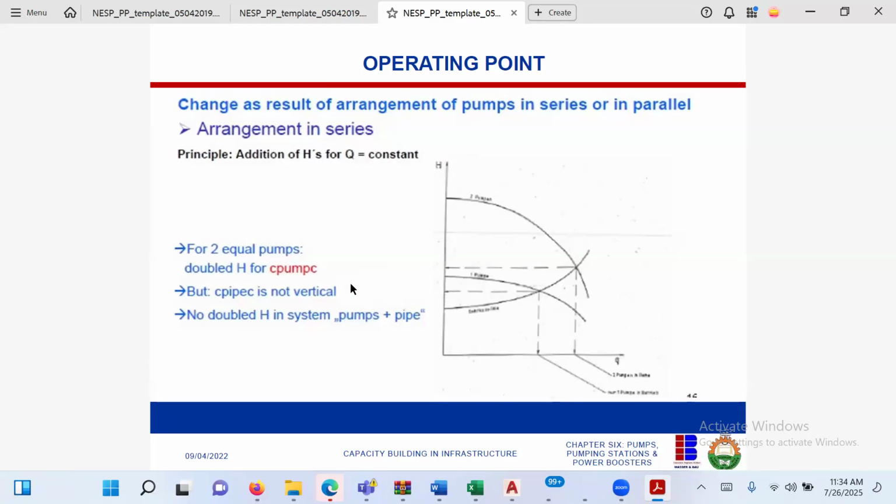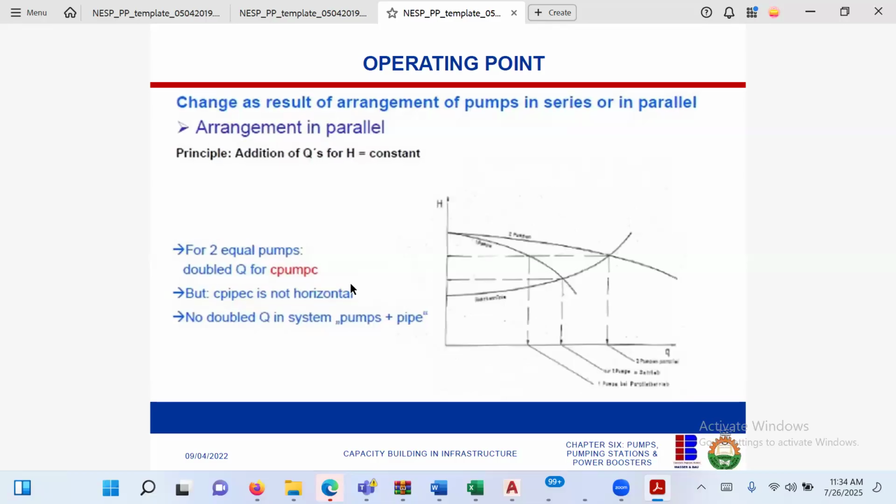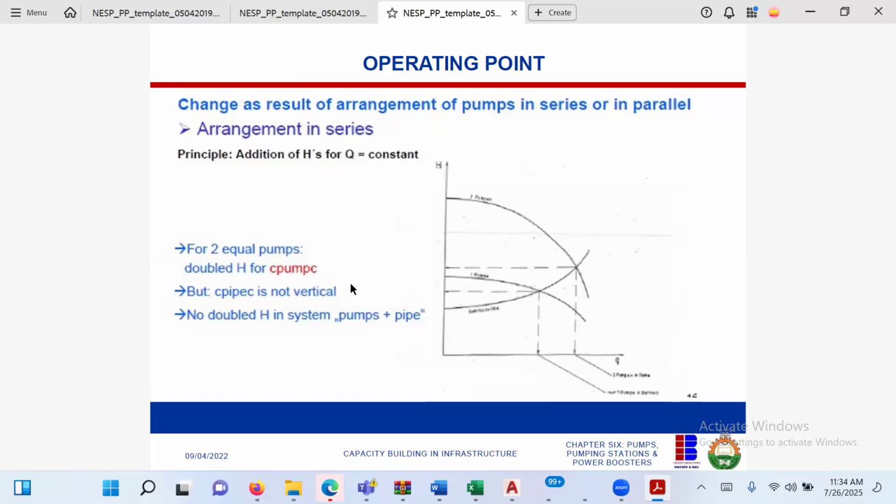So if you connect pumps, you can connect pumps in series or in parallel. When pumps are connected in parallel, the head is the same. The Q, the discharge, will increase. I say it again. If you connect two pumps in parallel, the head remains constant, but the discharge increases. Then, if you connect pumps in series, the discharge remains the same, but the head increases.